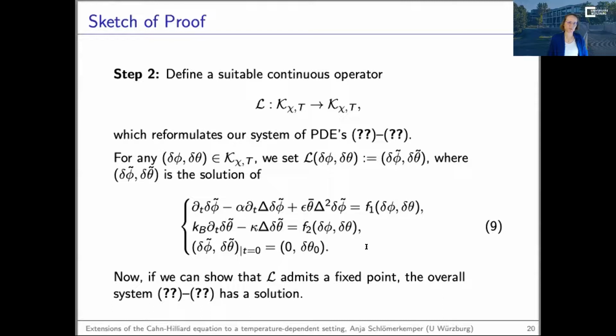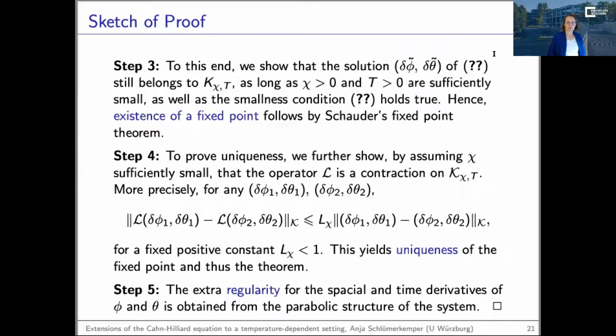How do we do this? We do this by showing that this element here, in fact, is again in this space. I'm sorry, now we have all these question marks. They were not there earlier, but I must have compiled it too often. So the solution still belongs to the space that I have defined. And we obtain this due to the smallness condition. This is where we need the smallness condition that I introduced earlier. And we also make use of the fact that the time t is sufficiently small. And then we can apply Schauder's fixed point theorem to get existence of the fixed point.